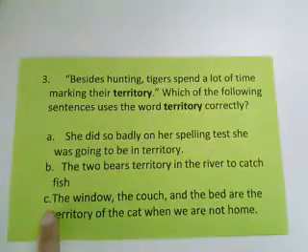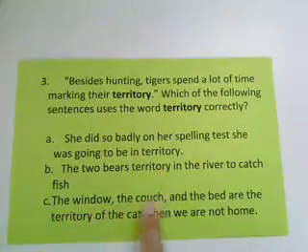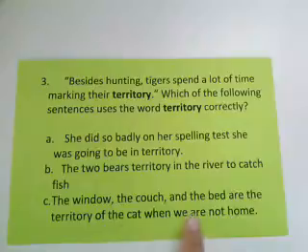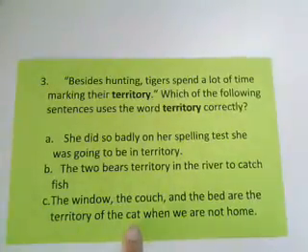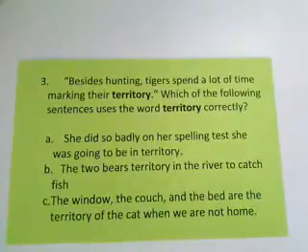The answer is C. The window, the couch, and the bed are the territory of the cat when we are not home. Territory is an area that an animal protects from other animals. They like to claim it as their own. And some of you might have cats and you're going, oh yeah, that's totally true. They love to mark their space.